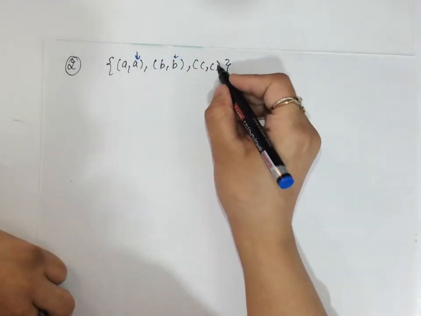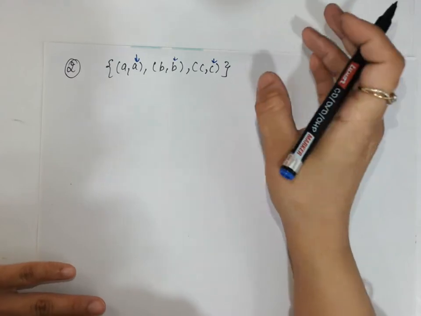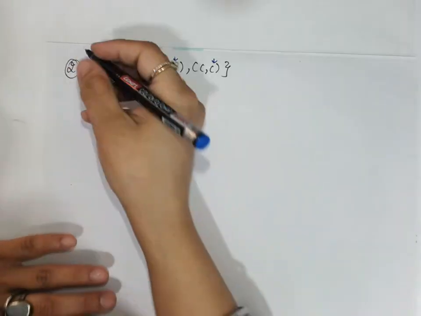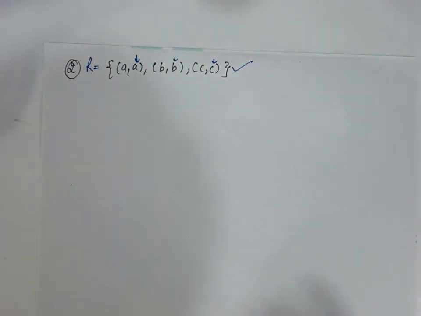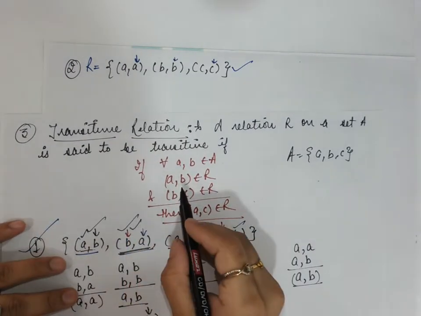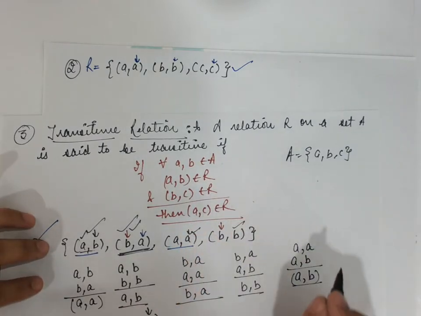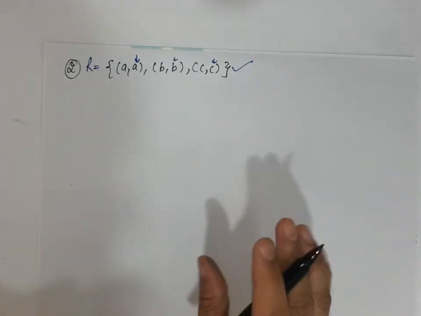Now CC, C is the second element of this ordered pair. Check whether C is the first element of any other ordered pair. No. Then I have to stop here and this will be a transitive relation. See, the transitive relation property says if AB is present and BC is present, then I have to check whether AC is present in the relation or not. Otherwise I have to stop there.